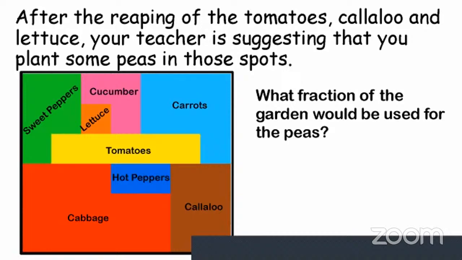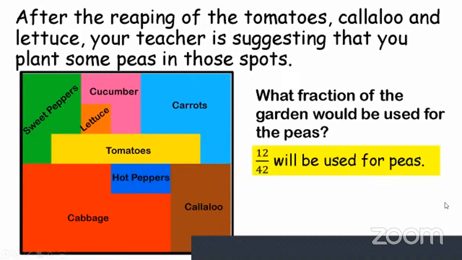But if we have 12 out of 42 being used for the peas, is that in its simplest form? No, Miss. So what would the simplest form be? 2 sevens. All right, 2 sevens.